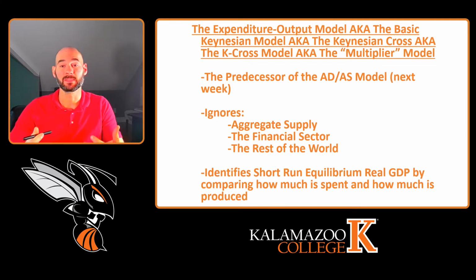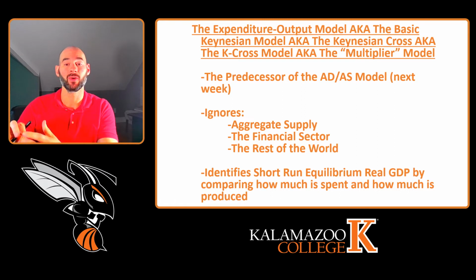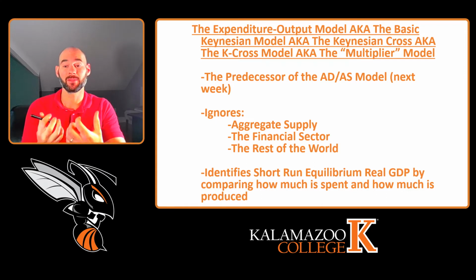While this model is a good starting point, this expenditure output model does ignore aggregate supply, so producers' decisions, and ignores the financial sector and the rest of the world. So no imports, no exports. So obviously those are going to be simplifying assumptions and possibly even critical assumptions as well, which may impact the predictions from the model. However, we can still make these comparisons ceteris paribus, holding all else equal, and see what impact certain policies would have on prices, on unemployment, and on growth. And so the goal of this model is going to be to identify short-run equilibrium real GDP, so the economy size in the immediate future, by comparing how much is spent and how much is produced.